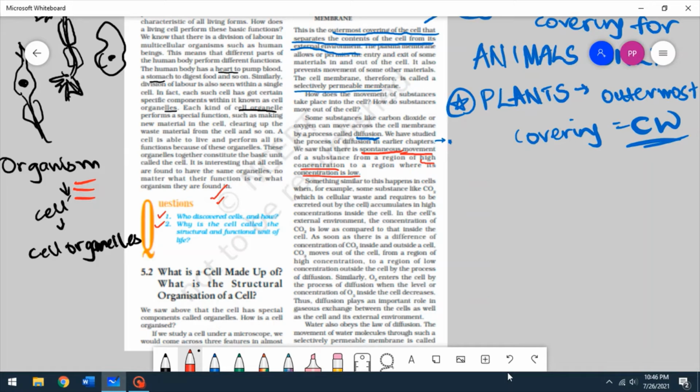Something similar to this happens in cells when, for example, some substance like carbon dioxide accumulates in high concentrations inside the cell, and it has to be discarded from the cell because it's waste material. So it moves from high concentration, which is inside the cell, to low concentration, which is outside the cell, through a process called diffusion. That is how cells get rid of carbon dioxide, through the process of diffusion.